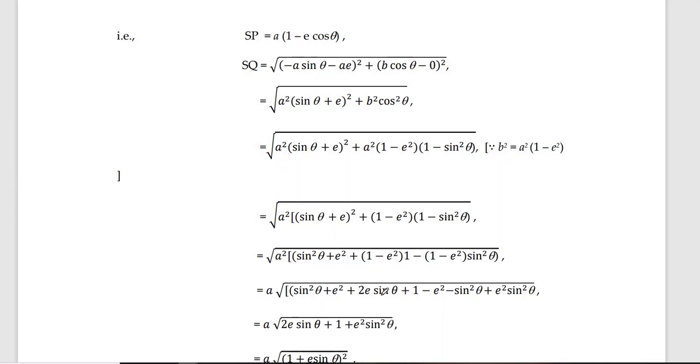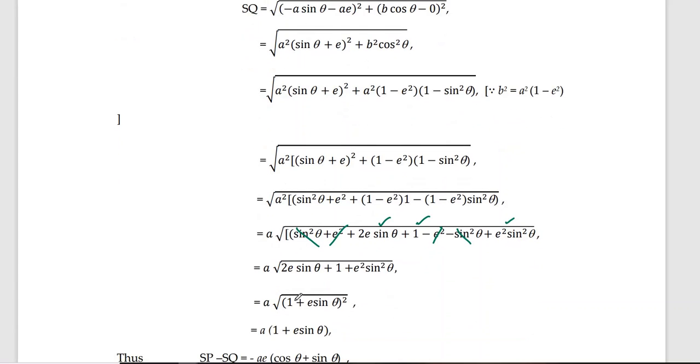Expand this out, and when you expand this, in this case e square and minus e square will get cancelled, and sin square theta minus sin square theta. So you're left with 2e sin theta and e square sin square theta. So that is nothing but square root of 1 plus e sin theta the whole square. This a comes out as such, so that will be there throughout. And so this is what our SQ is.